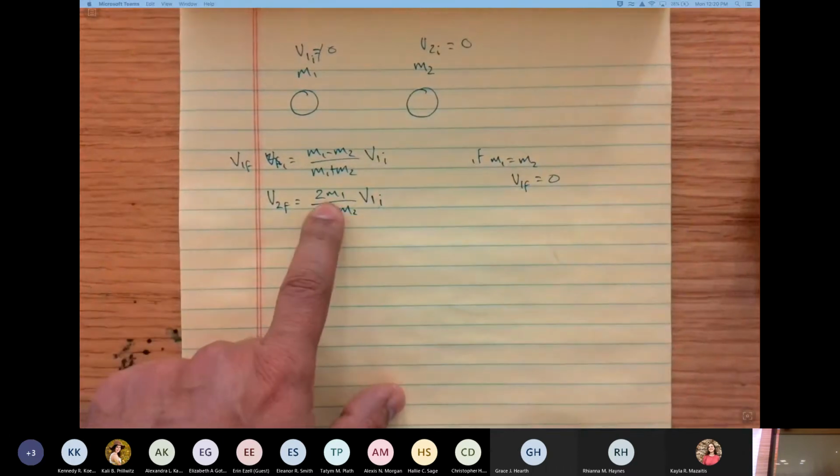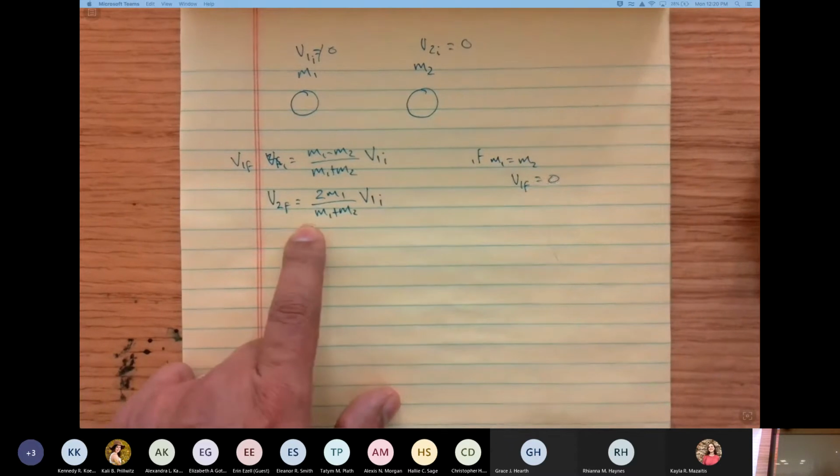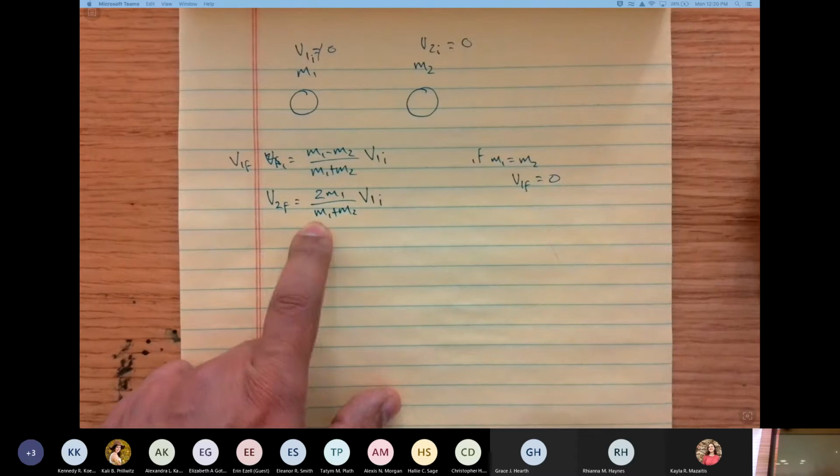The two masses are going to be the same, so we're going to say m1 plus m2 is twice this mass. So all these factors are going to be 1, and then the final velocity of 2 is going to be equal to the initial velocity of 1.